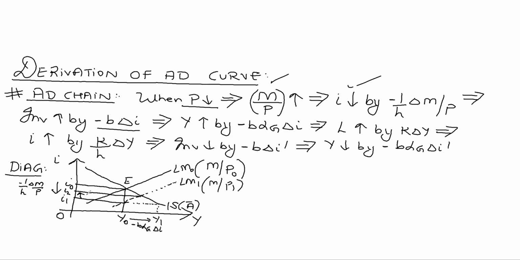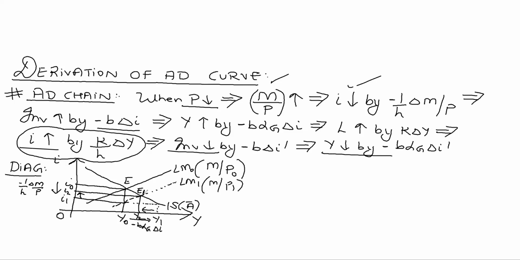Okay. So when interest rates start rising, interest rates rise by how much? K by H times change in Y. That means from I1 to I2, the rise is K by H times change in Y. When interest rates rise, investment falls, output also falls, from Y1 to Y2. Remember the crowding out? Ultimately, we move from point E to point E1.